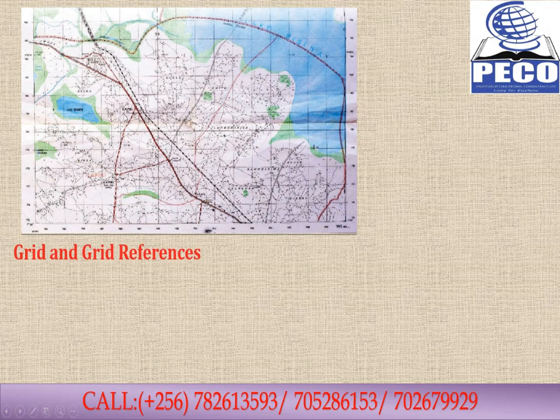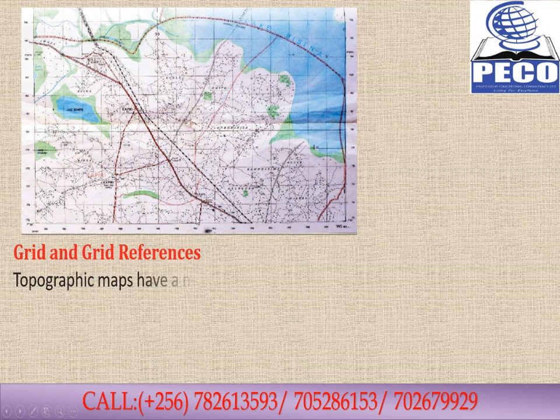Now, in map reading, in addition to using place names, we have another easy procedure of locating places, locating features on a map extract. And that procedure is called the use of the grids and grid references.